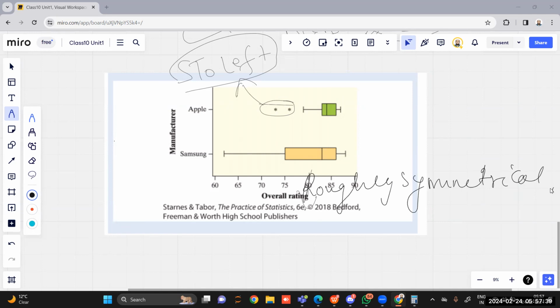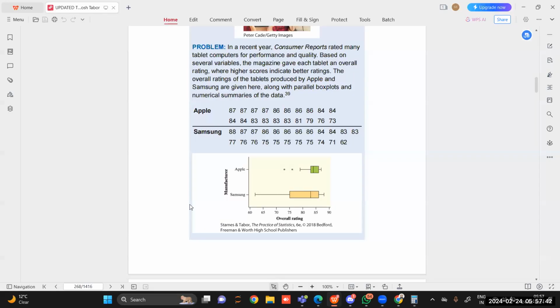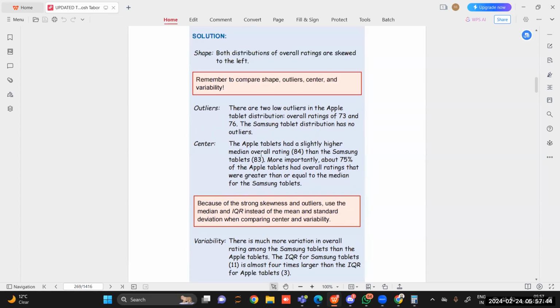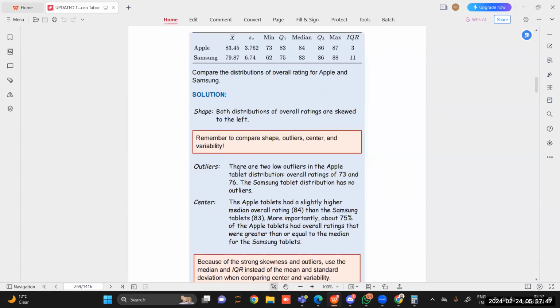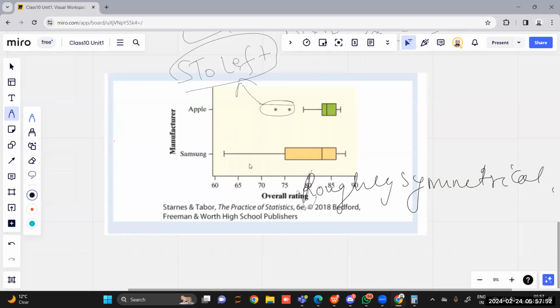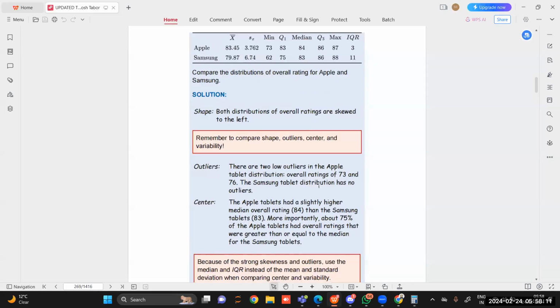Next we have to tell about the outliers. Apple has a higher minimum. There are two outliers to the left in the Apple tablet distribution of overall rating. If we compare, it's around 76, and between 70, for example, if we take the exact value, 71, 72, 73 is here, 74, 75. And then if we take the exact value of this, that's 76. 73 and 76 are outliers. The Samsung tablet distribution has no outliers. So we have commented about the outliers.